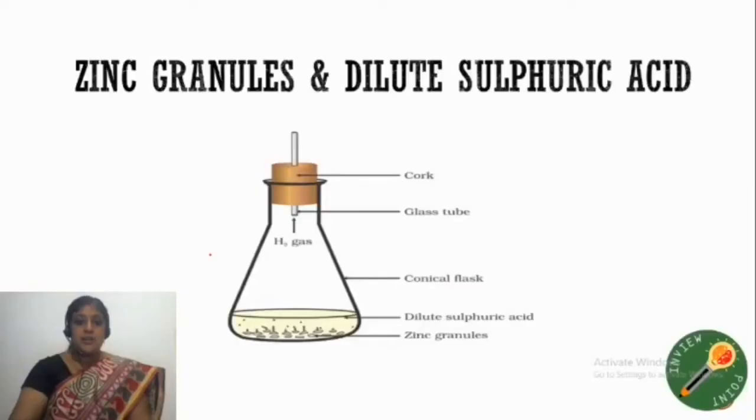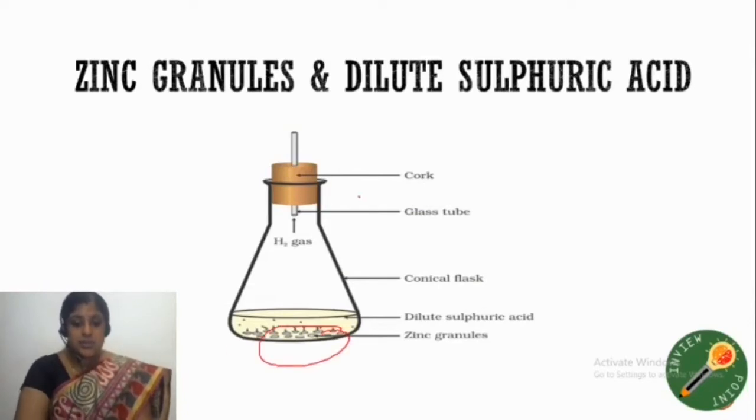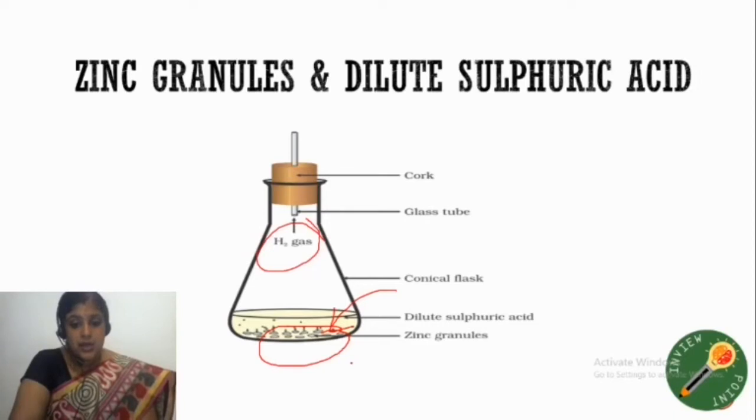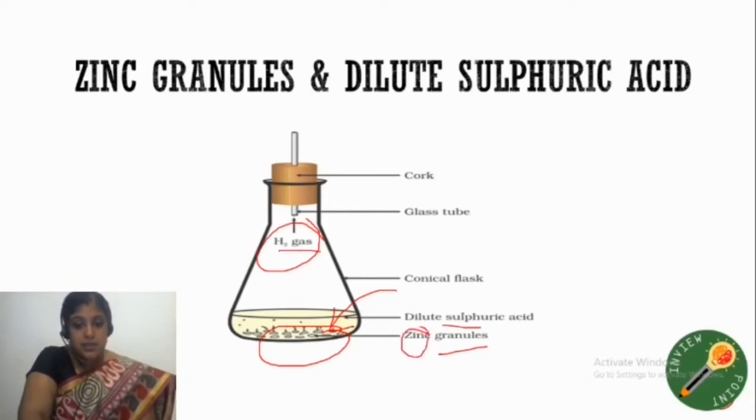Okay. Take the second activity. When zinc granules are taken in a conical flask. Here, see, a conical flask is shown, and you're adding dilute sulfuric acid to these zinc granules. Then one observation was hydrogen gas evolves, right? So when zinc reacts with dilute sulfuric acid, one product formed is hydrogen. Then what is left? The zinc will react with the SO4 in the dilute sulfuric acid to form zinc sulfate.